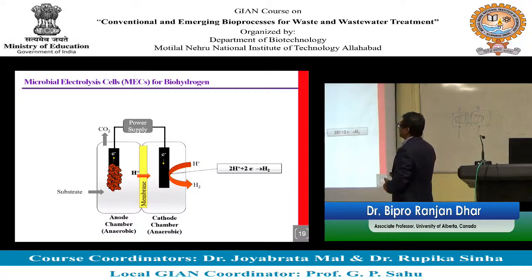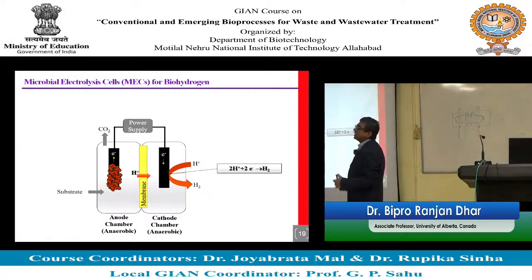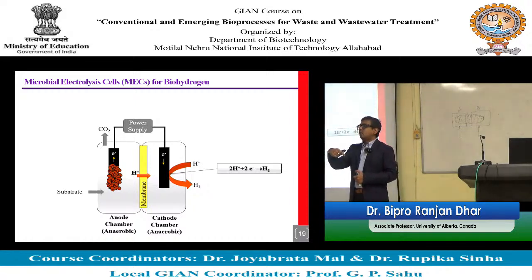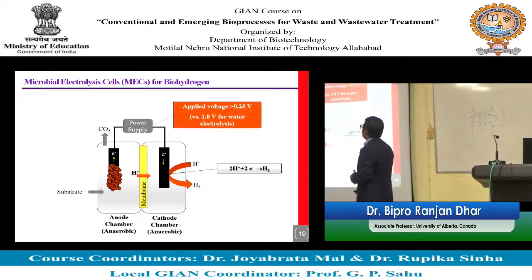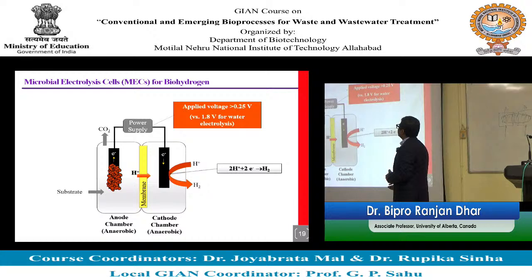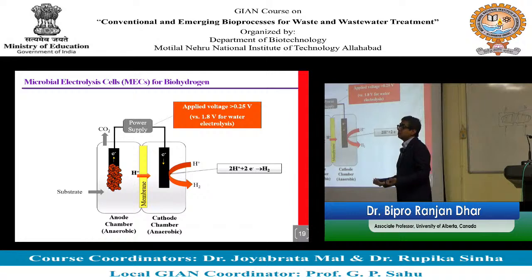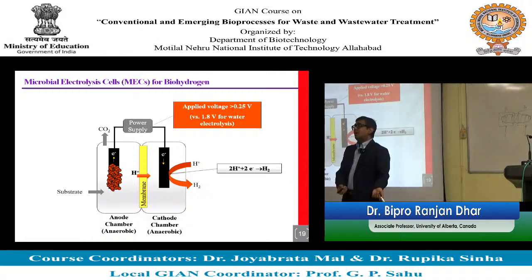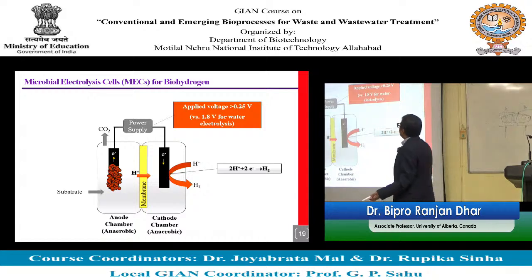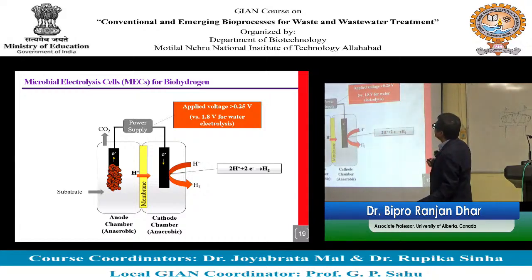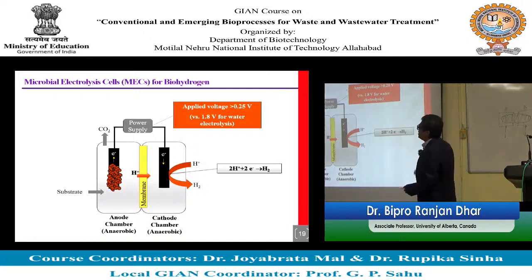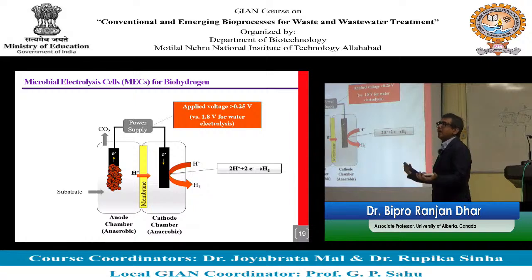But for this process, we need to supply energy from outside. And why is that? Because it's thermodynamically not possible. So the typical applied voltage is more than 0.25 volt, but you can say, okay, you know what, if I provide energy, why don't I just do water electrolysis, right? Why should I do microbial electrolysis, right? But if you compare with water electrolysis, you need at least 1.8 volt, right? More or less 1.8 volt, but here maybe within 0.25 volt you can get hydrogen production.